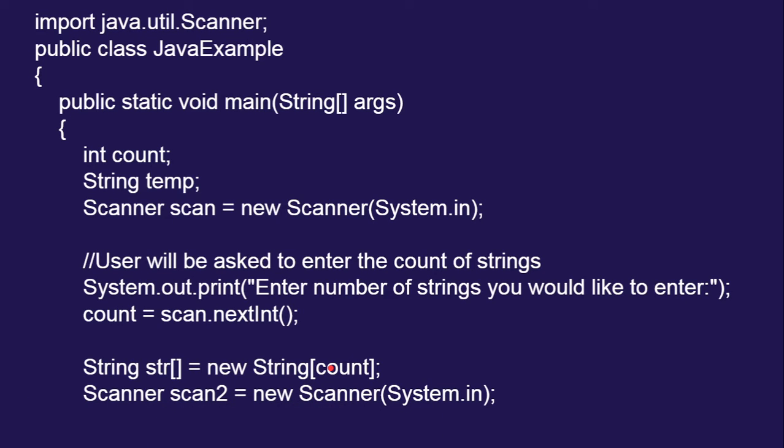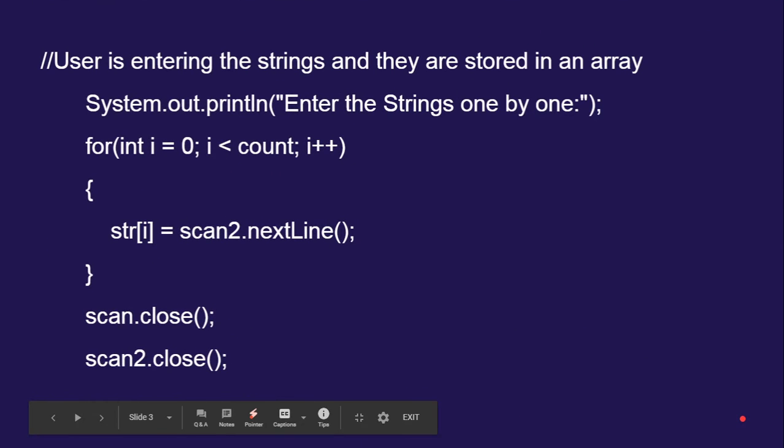And Scanner scan2 = new Scanner(System.in). We are creating a new object called scan2 for the Scanner class using the new operator in order to get some other input. So we have created two objects here, scan and scan2, for the class Scanner. This is an example showing that we can create more than one object for a single class. scan is one object and scan2 is the other object, for the Scanner class. Now let us see how the program logic works.